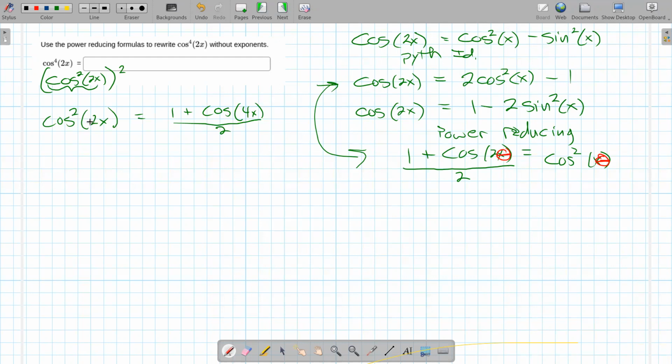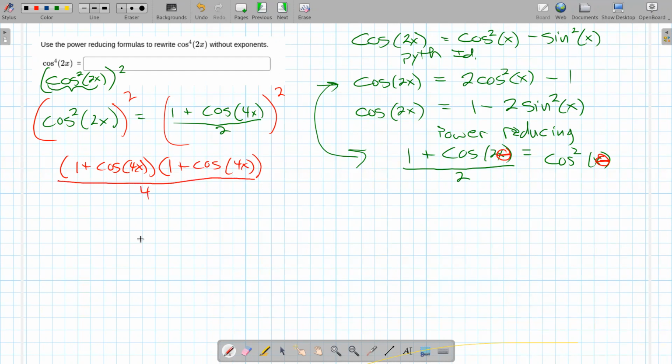Now we want the square of that. So now we just square both sides. So that's what I have at the moment. So let's do that. So squaring the numerator means I'm going to have a 1 plus cosine of 4x, squared means multiply by itself, times the cosine of 4x, over the denominator squared, which is now a 4.